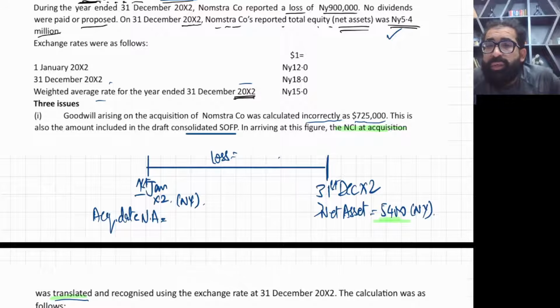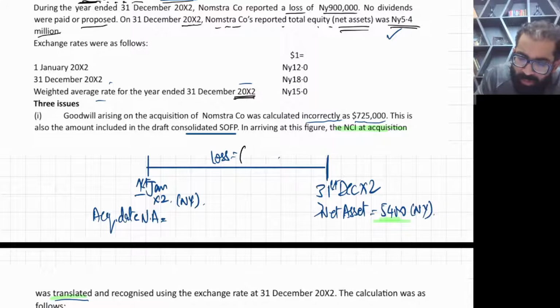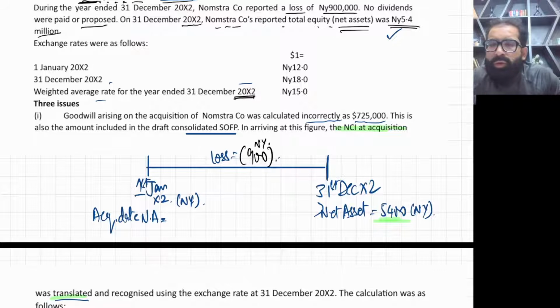My dear student, as you can see on the screen, the year end net assets of S company is 5.4 million, meaning 5400 NY. And there is a loss of 900 NY this year. If this had been a profit, it would have been added to the year end net assets. But as this is a loss, it has already been deducted from the year end net assets.